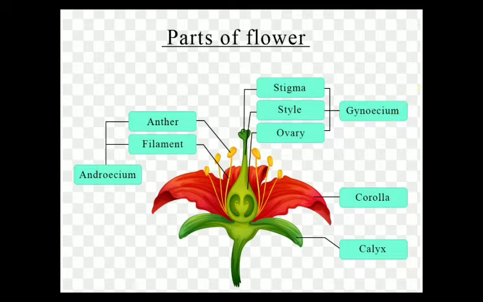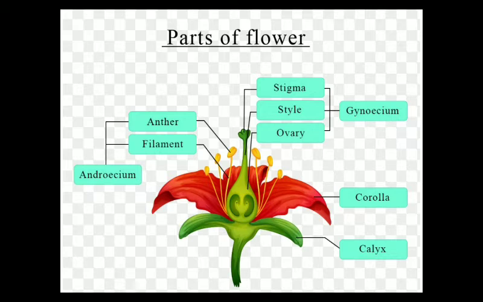What are the different parts of a carpel? A carpel consists of 3 different parts: stigma, style and ovary. These are the different parts of a typical flower. A typical flower consists of four different parts: calyx, corolla, androecium and gynoecium.